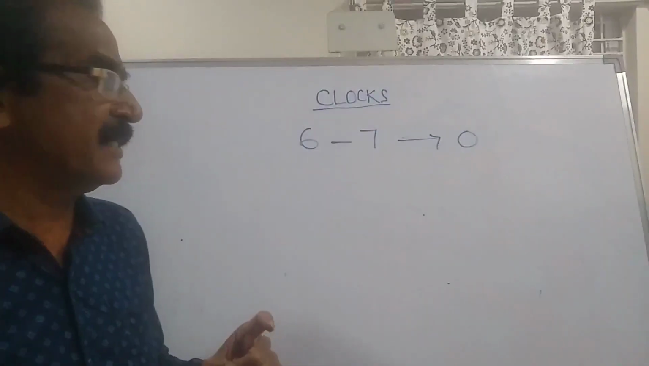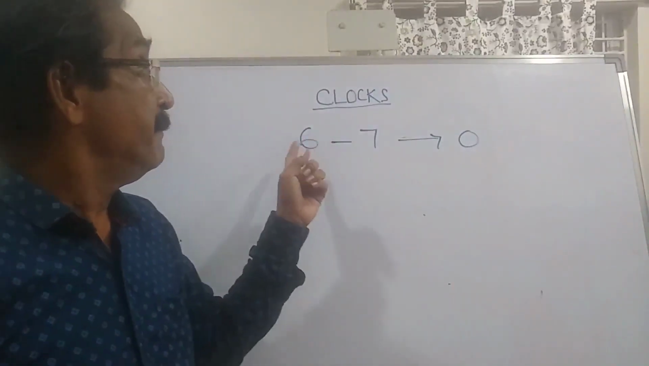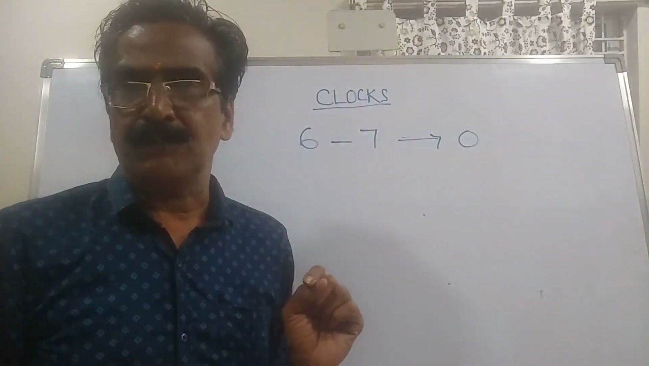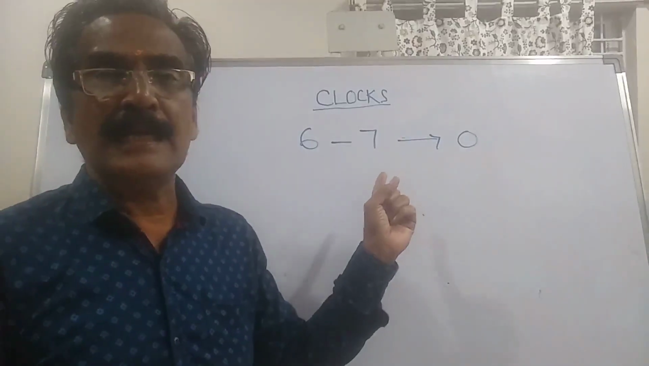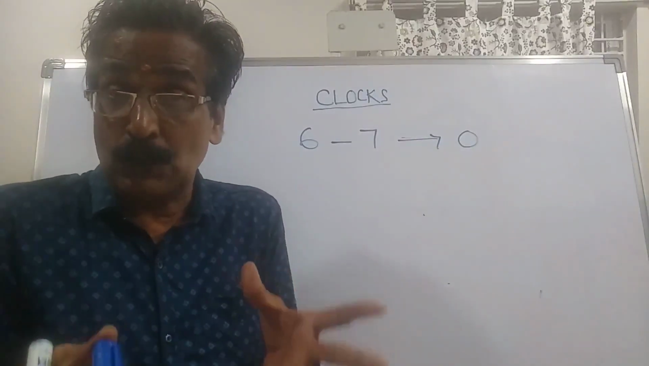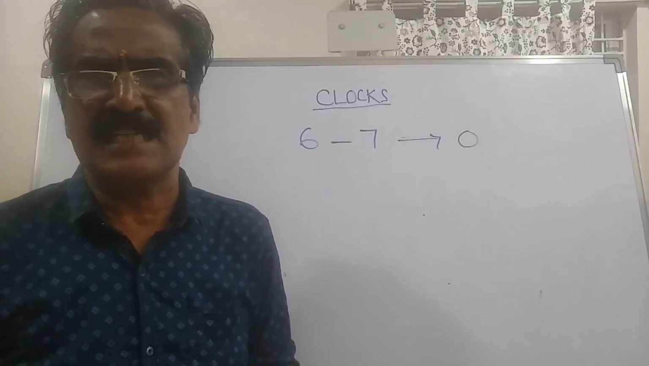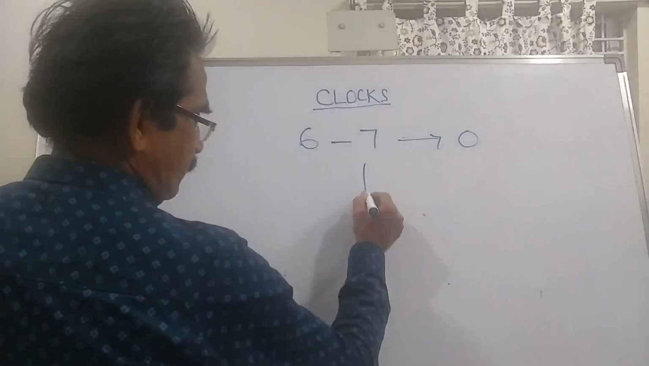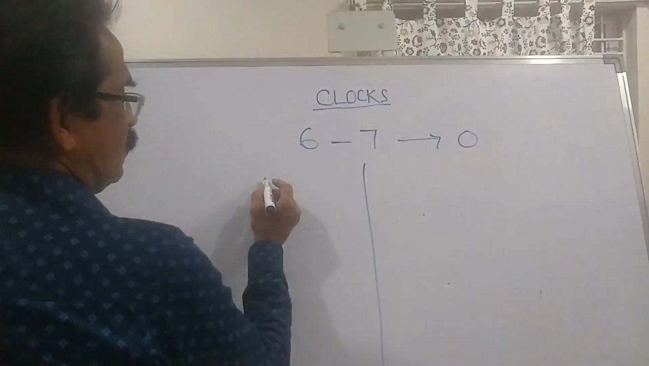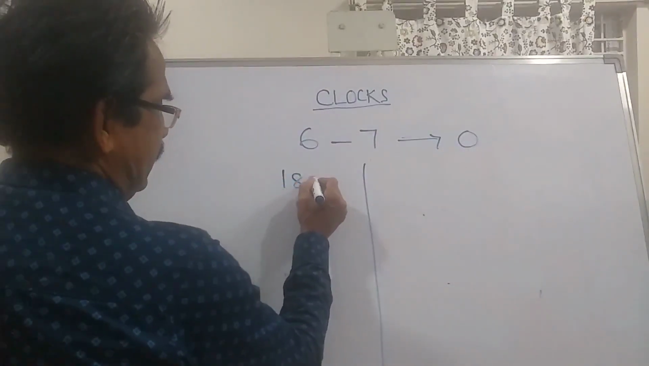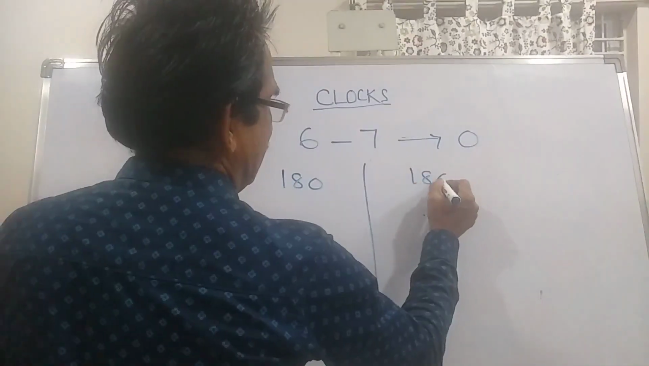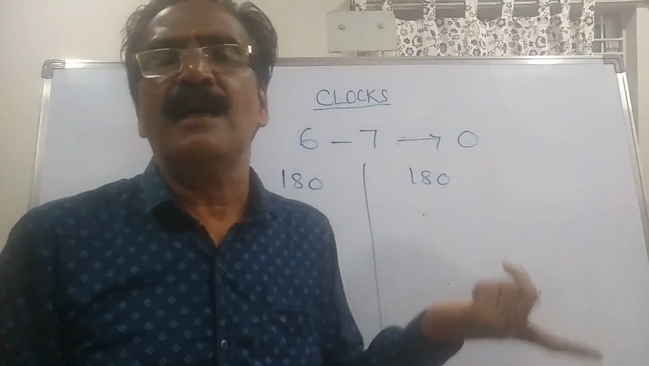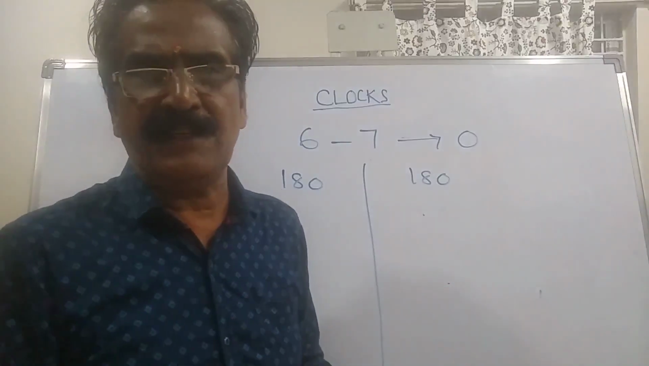So the same position of hands between 6 and 7. Between 6 and 7, at what time are the hands coincident? That is, the angle between the hands is 0 degrees. So, same process. At 6 o'clock the angle is 180. Of course the angle we want is 0, so even if you subtract or add, it doesn't make any difference.